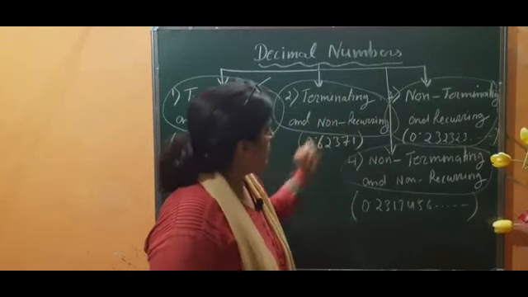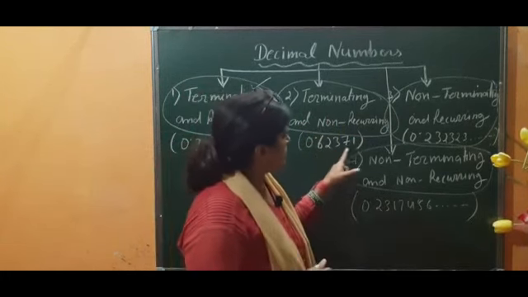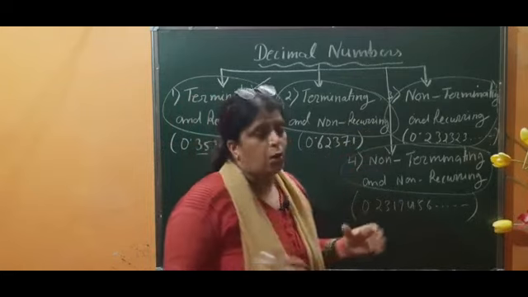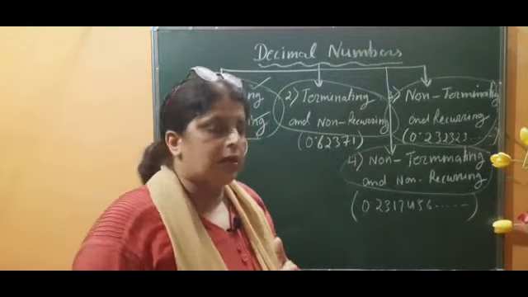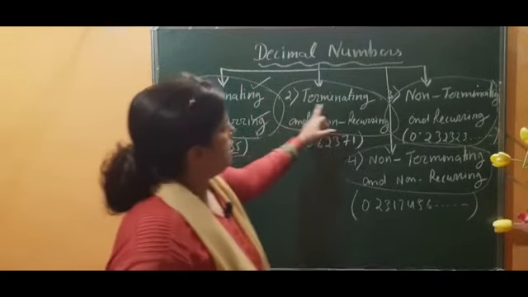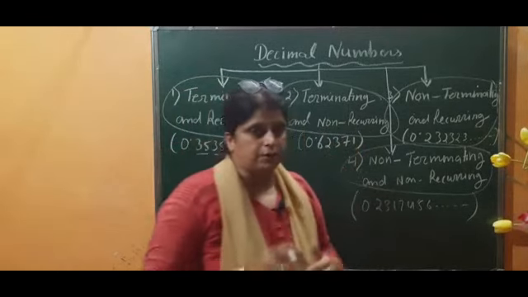Okay, so it is terminating, but there is no repetition of the same digits, that's why it is non-recurring. So altogether we will call the second type of decimal number what? It is a terminating non-recurring decimal number.